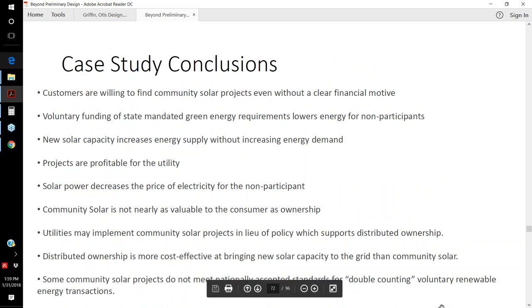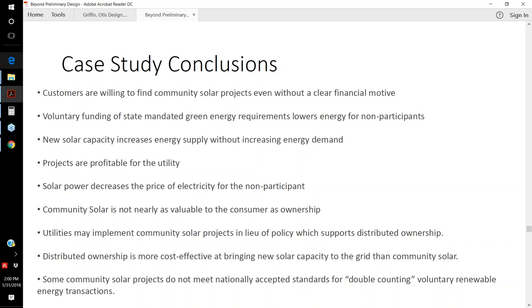And so what we see from this is that community solar participants are more than willing to participate in community solar without a clear financial motive. They're willing to increase their bills to support community solar. And that is why community solar is not considered an investment vehicle for these participants. That might change if you are able to develop a profitable community solar model. But for the time being, if you're doing community solar based on people increasing their bills, you don't have to worry so much about the investment implications of that.